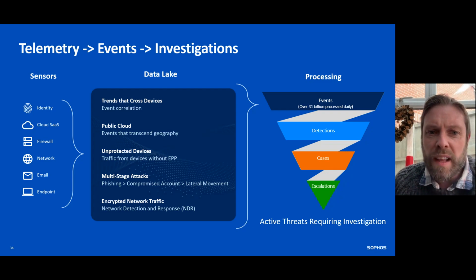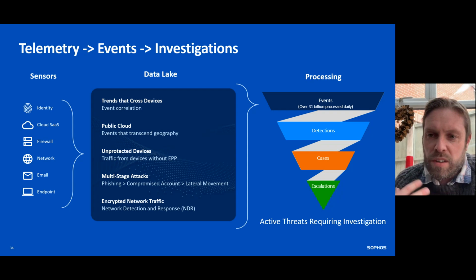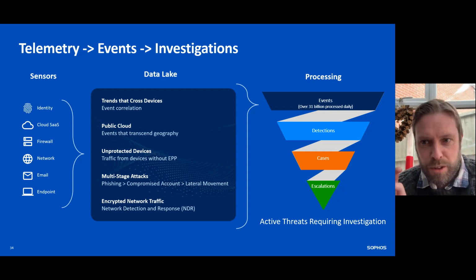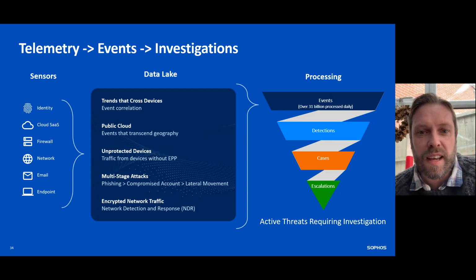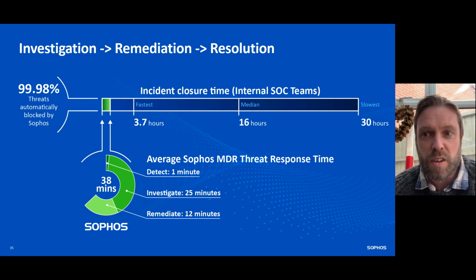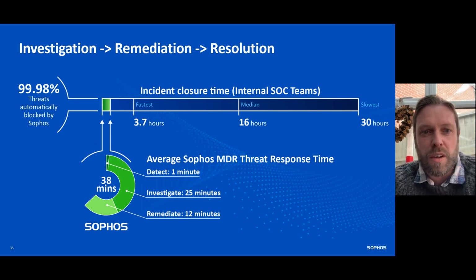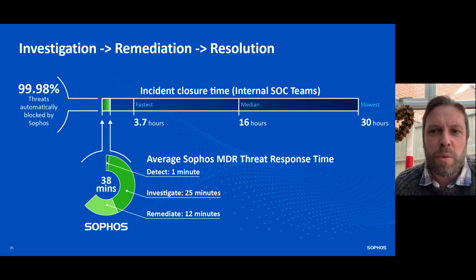We ingest all of that telemetry into our data center, and then we use artificial intelligence to distill down to the events that are really interesting. So we go from somewhere like 31 billion events on a daily basis down to about 2,500 escalations that actually need human intervention. This is really where the power of managed detection and response comes into its own, because we're getting those important events in front of an analyst in just 1 minute.